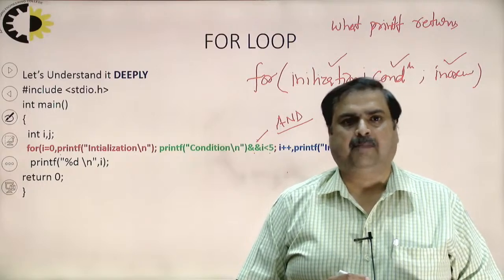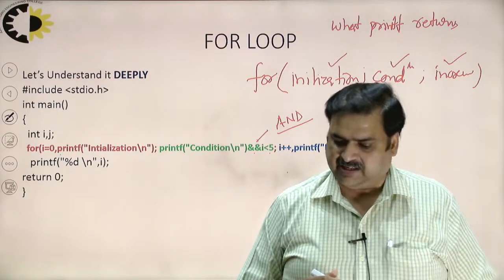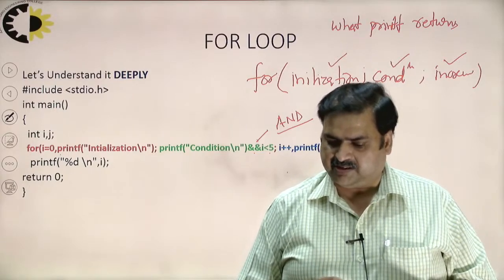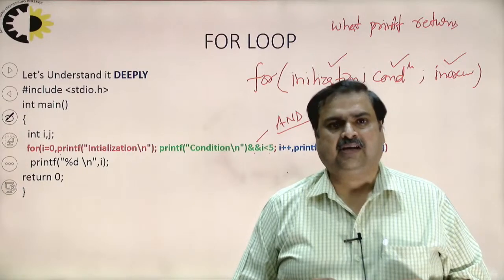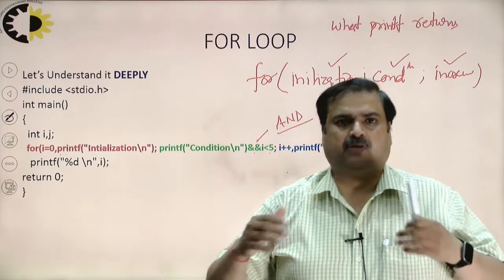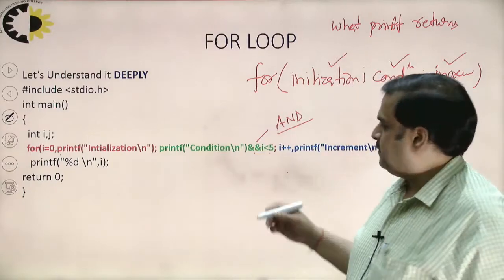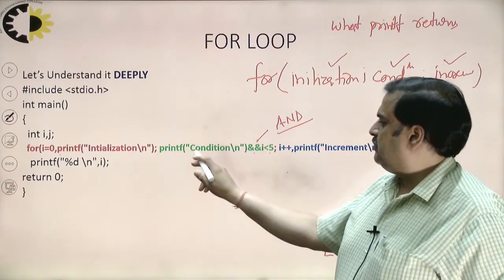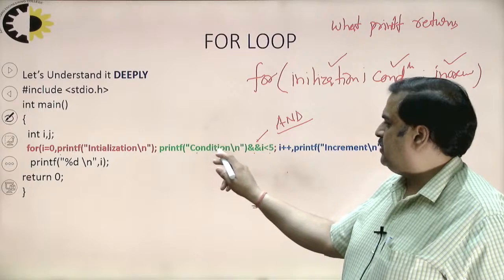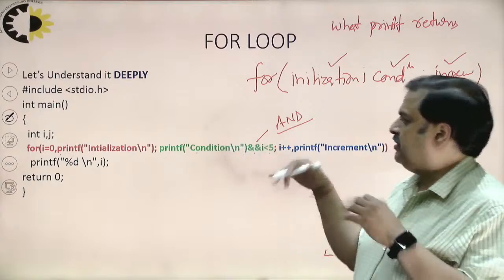Printf returns the number of characters printed. No. Printf simply returns the number of characters it printed on the screen. So here it will return 1, 2, 3, 4, 5, 6, 7, 8, 9 and the new line character makes 10. So it will return 10.